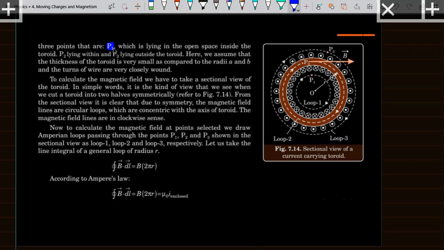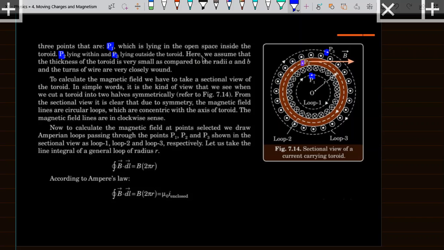that are P1, which is lying in the open space inside the toroid over here, P2 lying within the toroid over here, and P3 lying outside the toroid over here. These 3 points are the points at which we have to find the magnetic field.